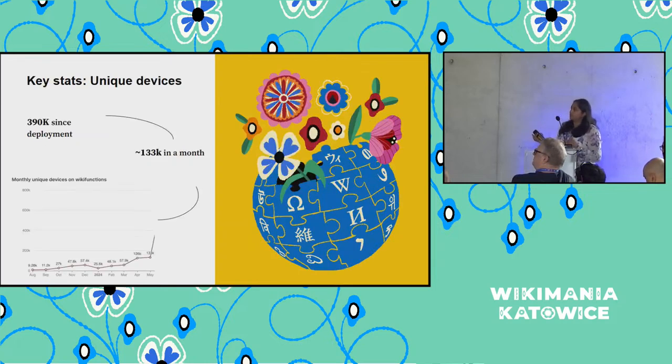Which kind of led us to the numbers of the unique devices. Sorry, I cannot see the number. We've had about 390K unique devices. It is triangulated to know which device it is, unique users, you can say, with different devices. And around, like I said, it differs from month to month, 133K per month. And I have the same monthly data. This is not daily, but it's the same monthly data charted out in a map. I've stopped at around April or May.